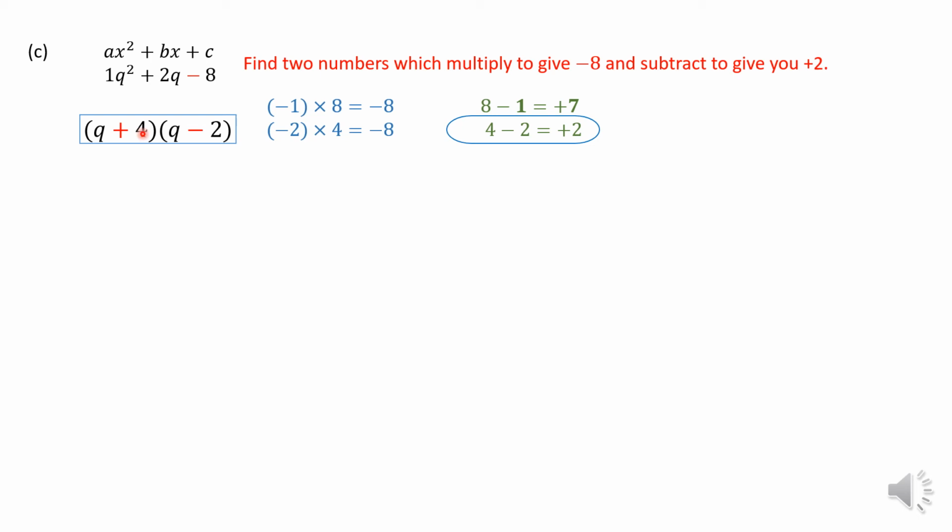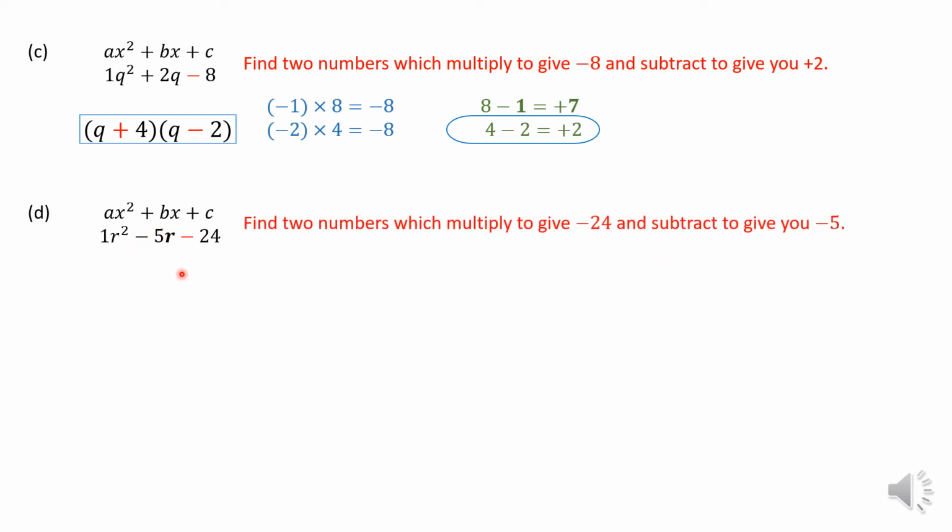Again, it doesn't matter which bracket you write first. Another one here. You have a minus here, so because I have a minus, I'm going to put my negative in front of the bigger number. Find two numbers which multiply to give you this negative 24, and when you add them, it's the reverse operations of the other. If you subtract them, they give you negative 5.